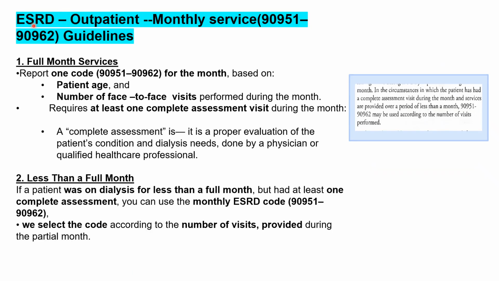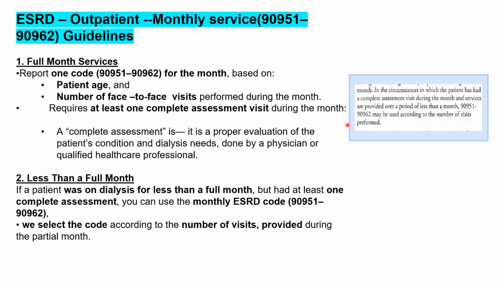Now let us understand the dialysis services for the ESRD patient in the outpatient setting. In that we have monthly service codes. These codes are 90951 to 90962. These are the full month services. Report the code once for the month. The codes are based on the patient's age and the number of face-to-face visits performed during the month. And it requires at least one complete assessment visit during the month.